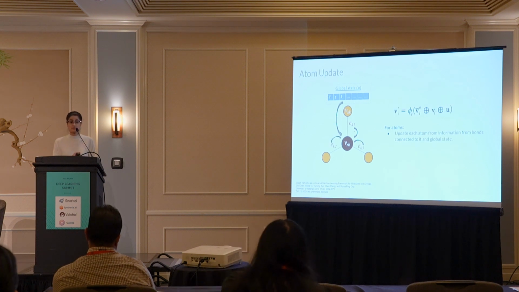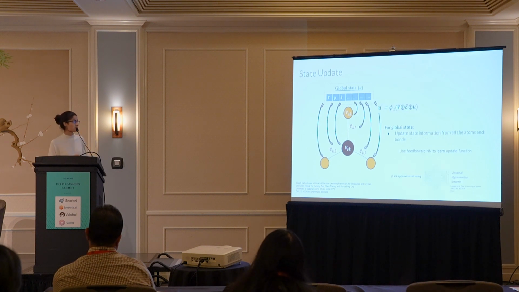Then you have your atom update, which is very similar. You're updating each atom from information from the bonds that are connected to it, and also using information from the global state and flowing that into the atoms. And finally, you have your state update. So this is really updating state information from all of the bonds and all of the atoms that are connected to those bonds. And you might be wondering, how do you really find that update function?